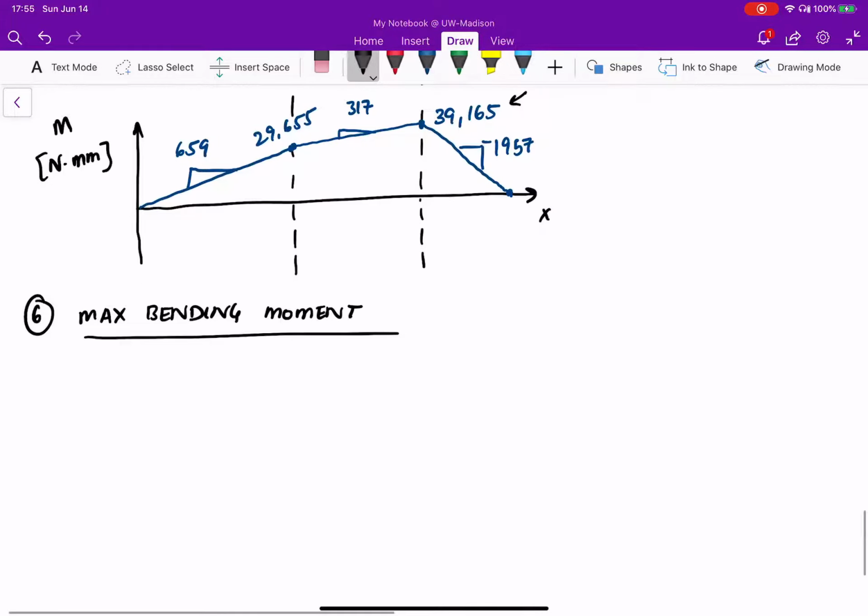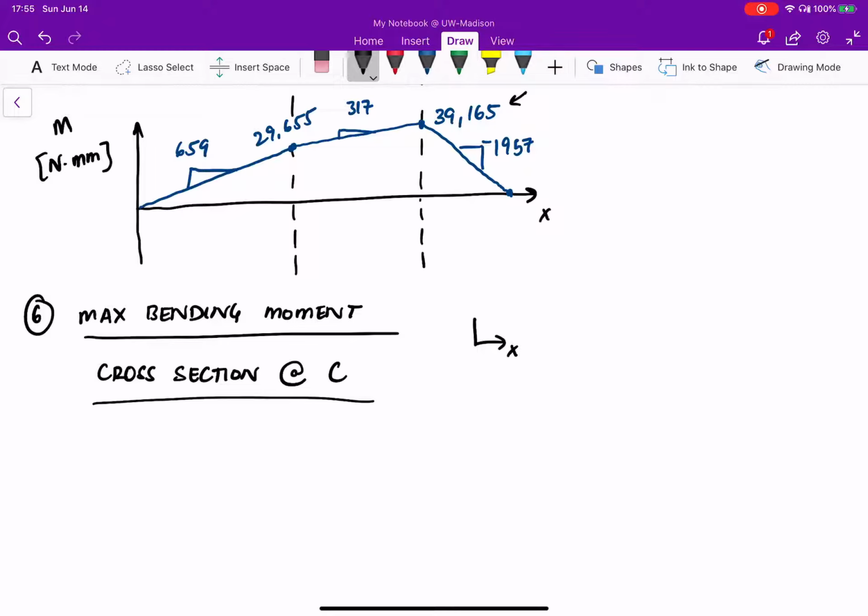So let's look. What happens when you have bending moments in 2 different directions? Let's take the cross section at C. If we're looking in the XY plane, the bending moment causes something that looks like this. If this is C, the bending moment here is 14,000.